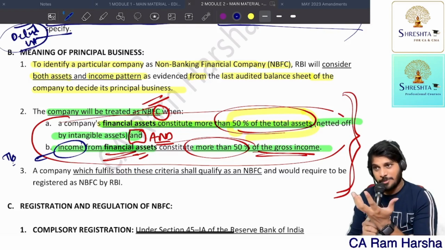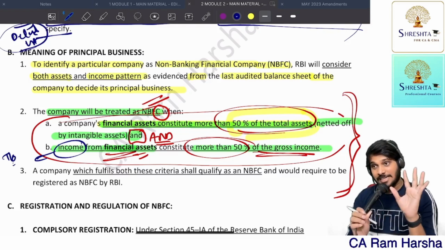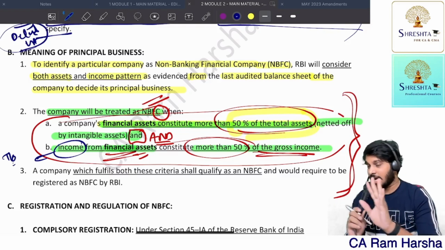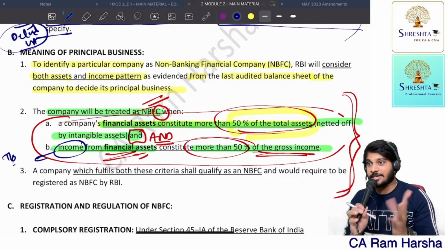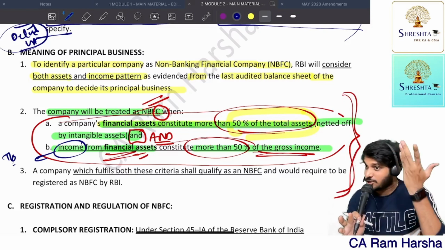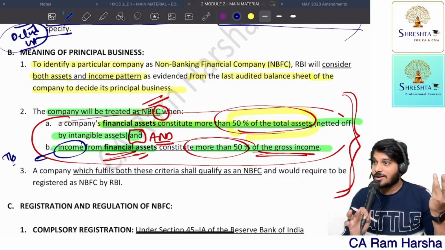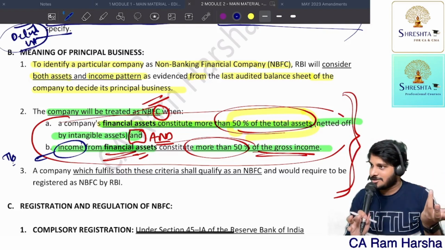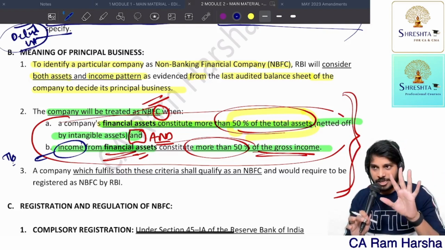How come you split profit? How much profit ultimately I received from financial activity? Ultimately I received from non-financial activity. You can't split. It's impossible because majority of the expenses are incurred commonly for the business. Yes or no? So that split is not possible.